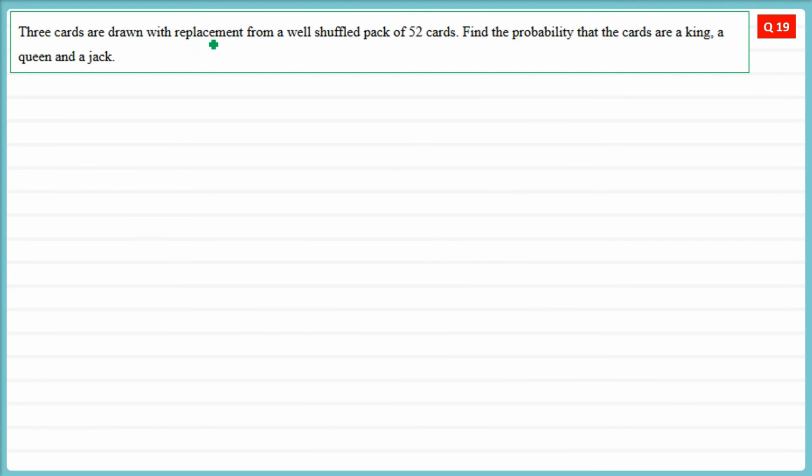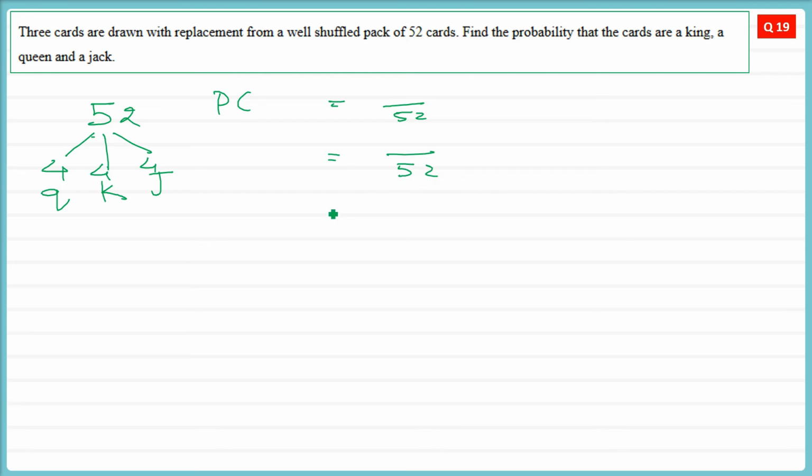3 cards are drawn with replacement from a well shuffled pack of 52 cards. Find the probability that the cards are a king, a queen and a jack. So there are 52 cards. There are 4 queens, 4 kings and 4 jacks. There are 4 suits, and in all these suits we have one each of Q, K and J respectively. So in all these we have 52 as the denominator. Why? Because 52 in all cards are there, and this is done with replacement. Always the total number of cases are 52.